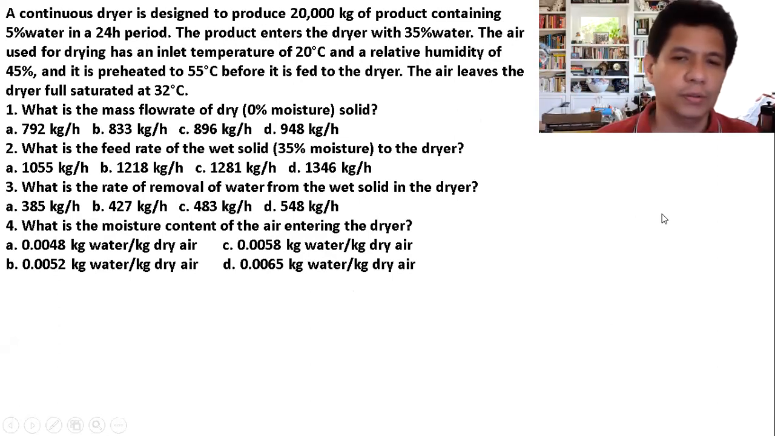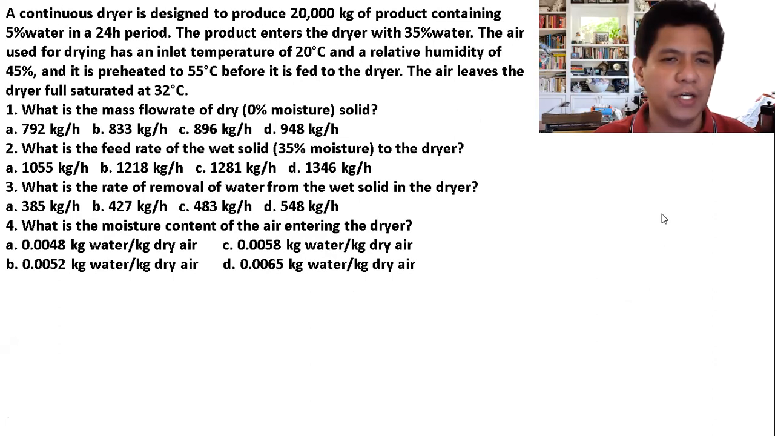Okay. So this problem illustrates the application of the previous concepts that we have discussed: humidity, relative humidity, C sub S, B sub H, and also the application of the psychrometric chart. So we're going to consider a continuous dryer.